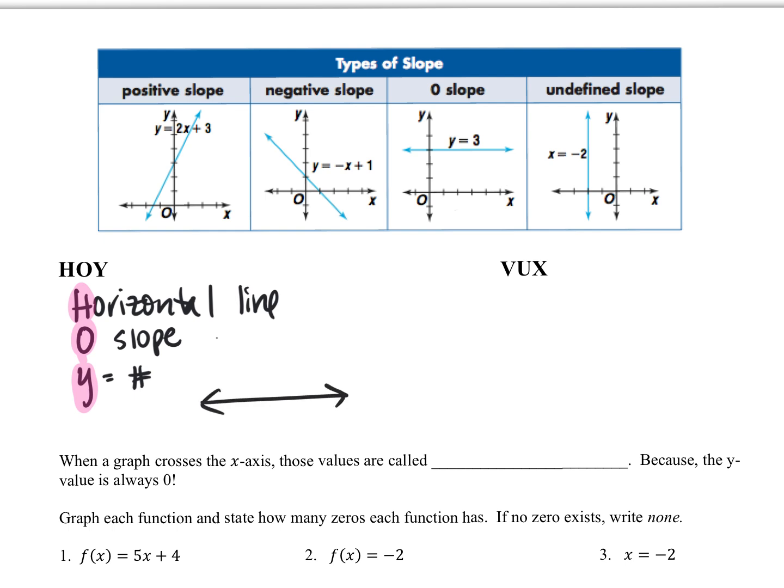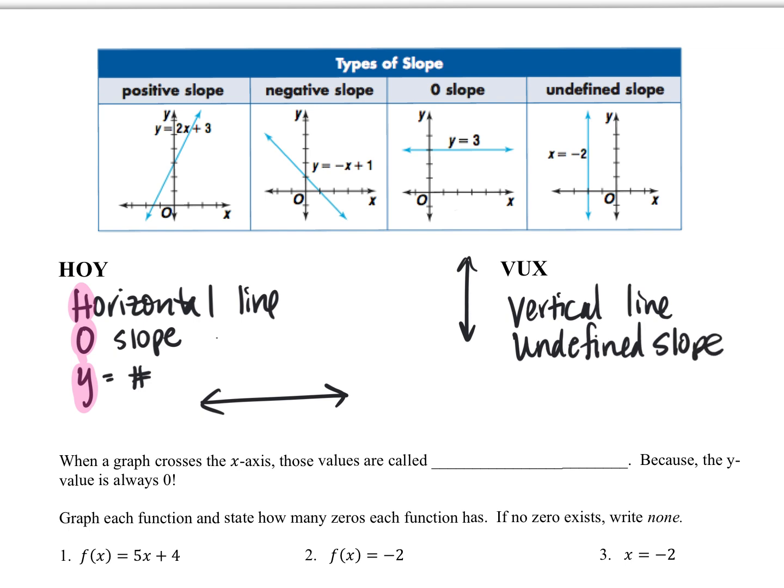And then what do we think Vux could stand for? A vertical line has a what slope? Undefined slope. Undefined slope. Vux. What do you think the X is going to be referring to? Vux. It's the equation of any vertical line is always going to be an x equals a number. Vux.